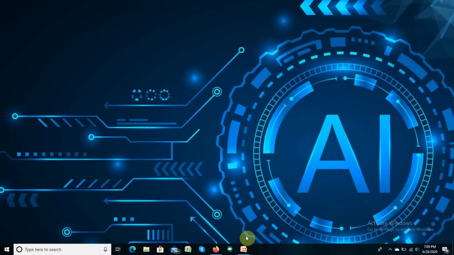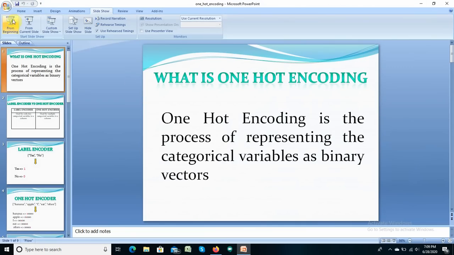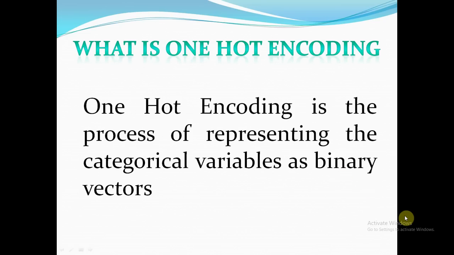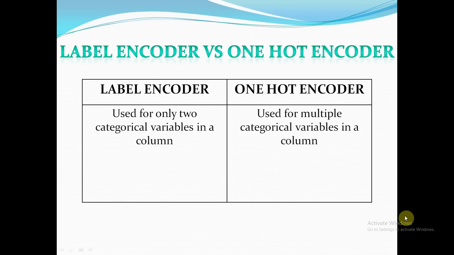In this video, we are gonna learn what is one-hot encoding and how to implement one-hot encoding in Python. One-hot encoding is the process of representing the categorical variables as binary vectors. The label encoder is used only when there are two categorical variables, and one-hot encoder is used when there are multiple categorical variables in that particular column of the dataset.